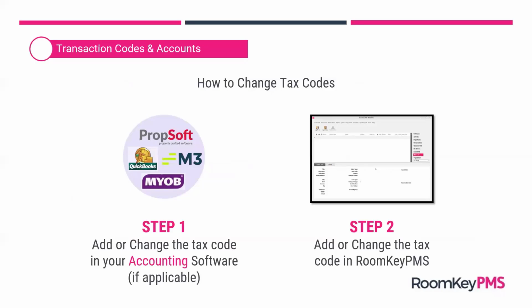But if it's a change in the rate or percentage, it does need to be done in advance, at least 24 hours in advance, in order to take effect on that future date in RoomKey.